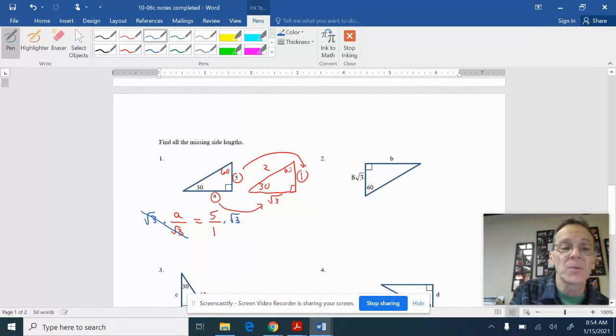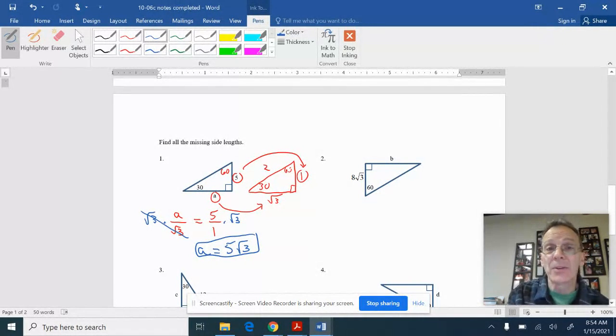That cancels out that square root of 3 there. A is equal to, we don't really need the over 1 in this expression, do we? 5 divided by 1 is just 5, and 5 times radical 3 is 5 radical 3. There's the value of A. And we see again the pattern emerging here, that when the short leg was 5, the long leg turned out to be that short leg times the square root of 3.